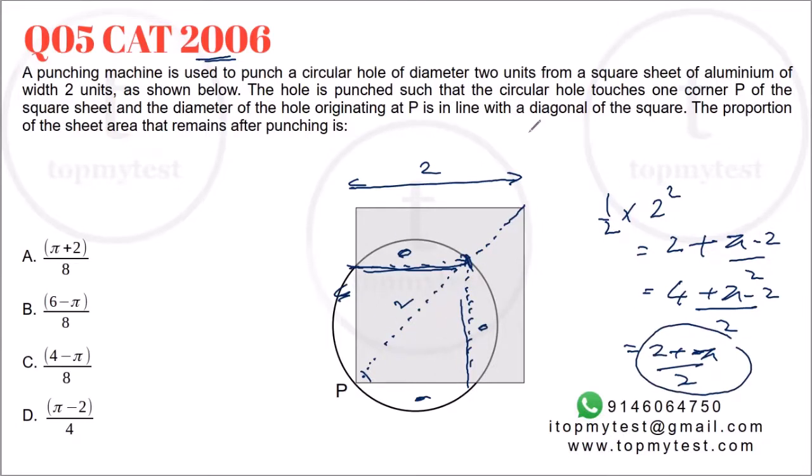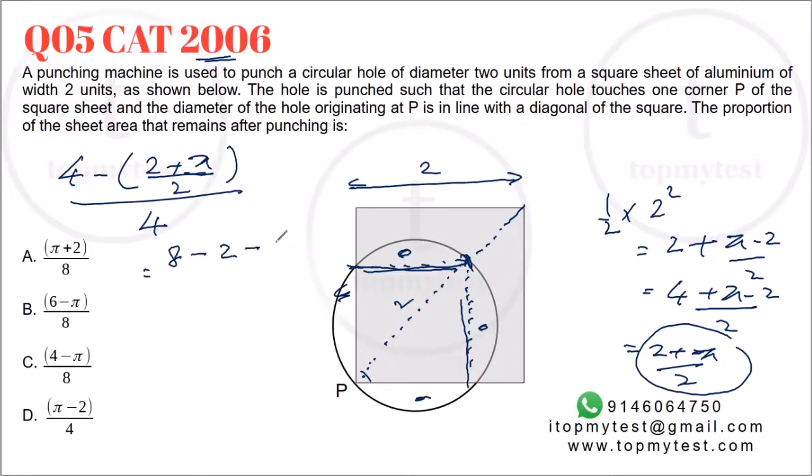The question is, what is the portion of the sheet remaining after it is punched? The full area of the sheet will be 2 square, which is 4. From this, this portion has been punched out. This as a percentage of the original sheet, which is 4, is what we need to calculate. Let's write this. So this will be 8 minus 2 minus pi divided by 8, which is 6 minus pi divided by 8. Option B is your correct choice.